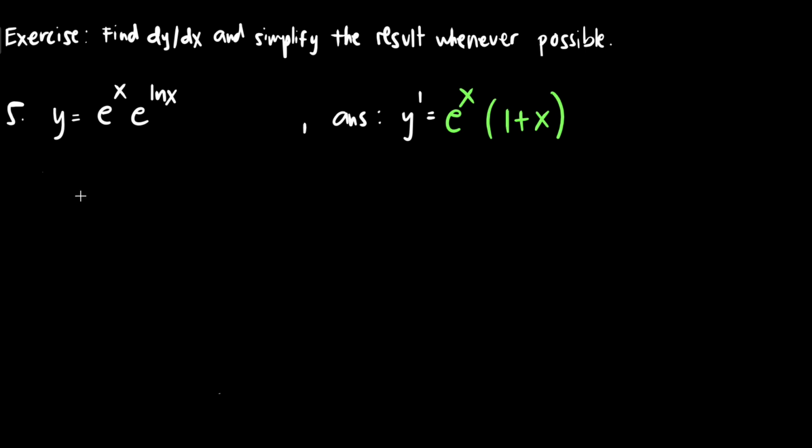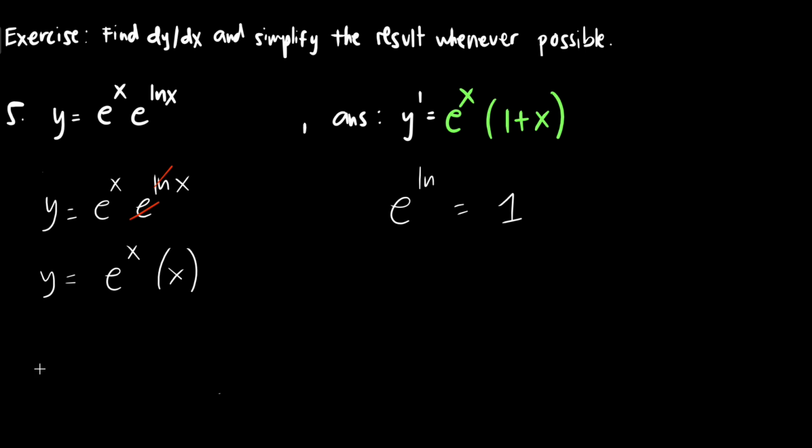So take note that y is equal to e raised to the power of x. Take note that e raised to the power of ln is just equal to 1. So take note of that one. So this e raised to the ln of x, this will be cancelled, so we have y is equal to e raised to the x times x. So we get its first derivative.